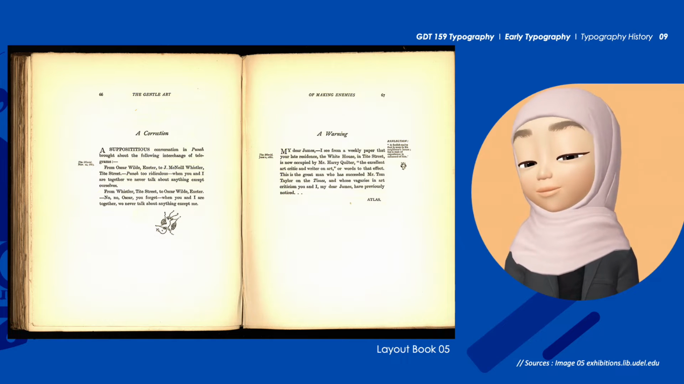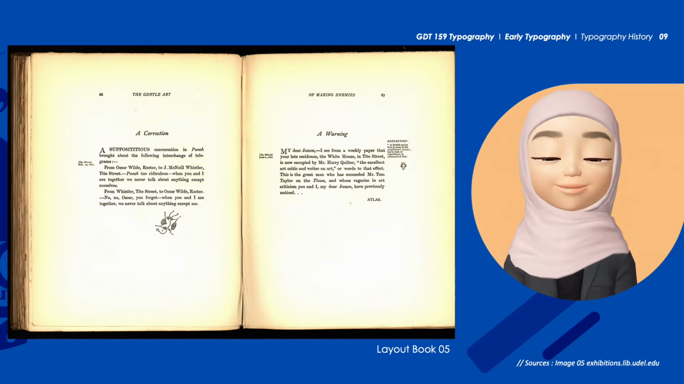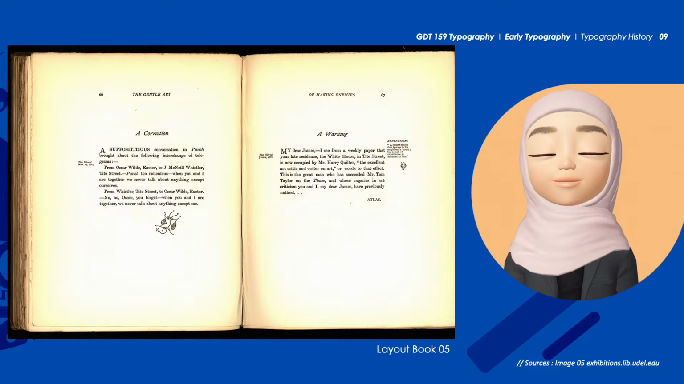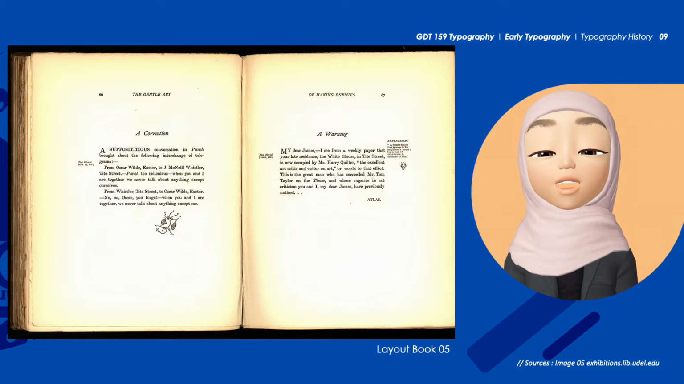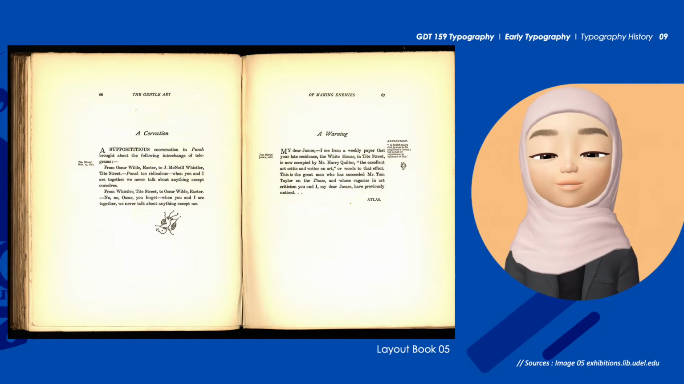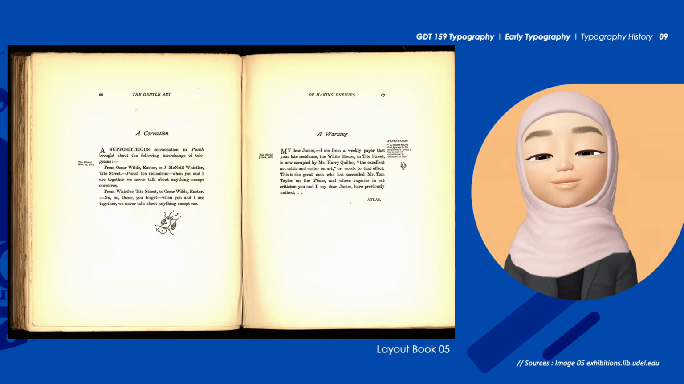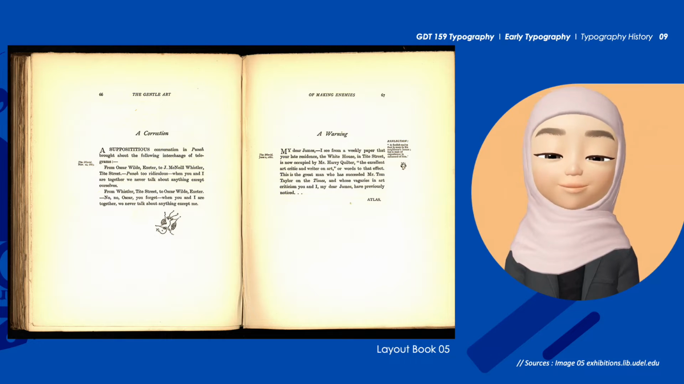This is an example of the artwork. The title is The Gentle Art of Making Enemies. In the 1960s, Belgian artist Marcel Broodthaers reinterpreted the rhythm of Mallarmé's poem by replacing all the words with solid bars.